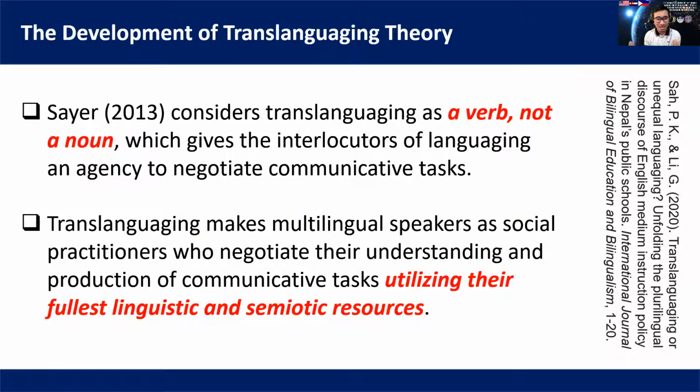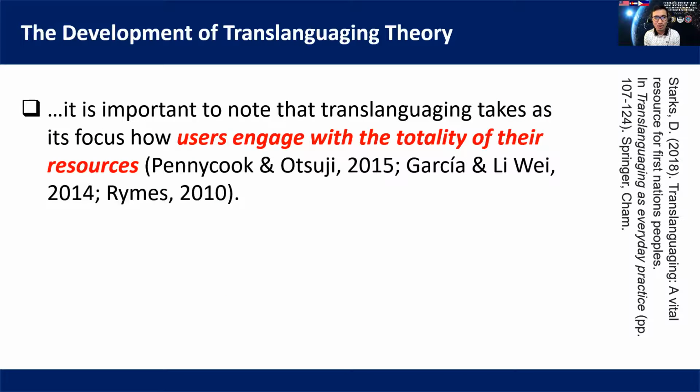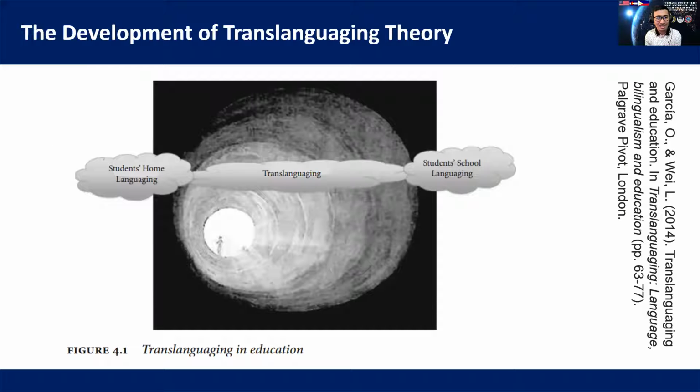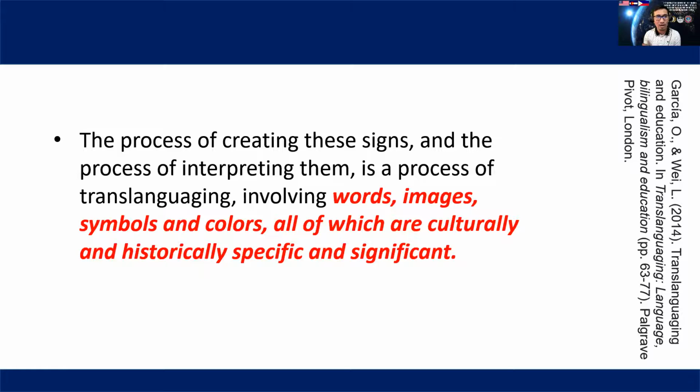So you'll be utilizing your fullest linguistic resources, including semiotic resources, not only words, but that includes sign language, gestures and other expressions, just for you to understand each other. It is important to note that translanguaging takes as its focus how users engage with the totality of their resources, as in the totality of the linguistic and semiotic resources. And this is a translanguaging education. You have students home languaging, you have students co-languaging, and here, as you can see, the bridge is termed translanguaging because you can bring together your home language and school language in a particular context. There's no more demarcation line.